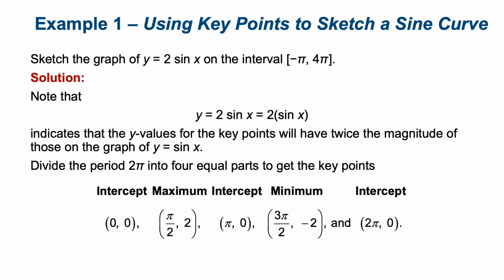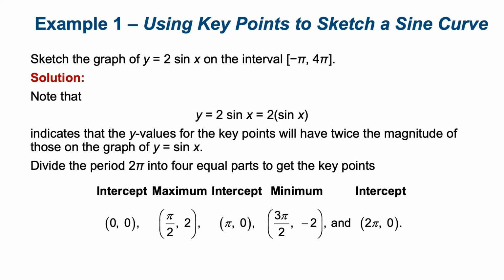So it begins at 0, 0. Okay, if I plug this in to pi over 2, it's going to be 2 times 1, which is 2. And then here, 0 is still 0. Sine of 3 pi over 2 is negative 1. But since I'm multiplying that by 2, it's negative 2. And then 2 times 0 is still 0.